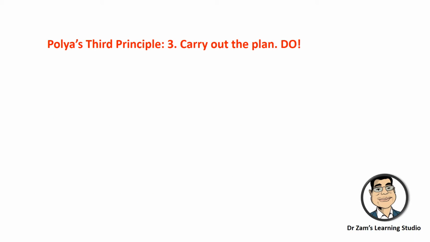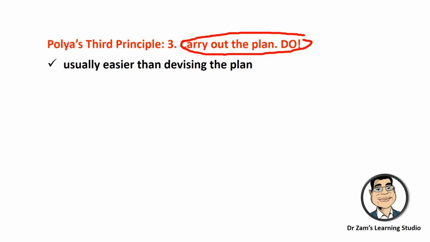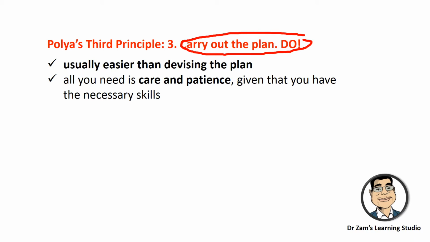So the third principle after you have planned out is to carry out the plan. Usually, this step is easier than devising the plan, right? All you need is care and patience, all right? And just make sure you have the necessary skills. Like, for example, the strategies that I showed you in the previous slide, you need to be able to know how to do all of those. And I will cover those in another segment, in another installment of the video series, right?